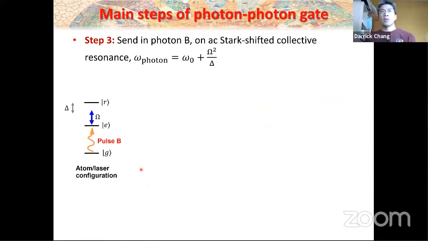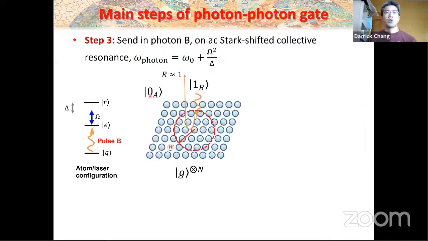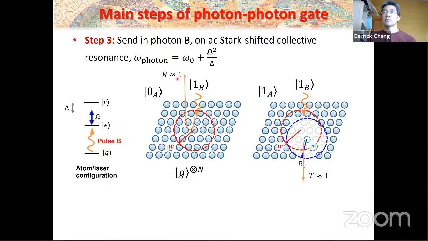So the third step is then I'll send in the photon B, and this photon B will have a frequency that's compensating this AC Stark shift. Okay. So again, I have two situations. The first one is that my pulse A has 0 photons. So then all my atoms are just in the ground state. And then when I send in this photon B, it sees this kind of perfect mirror effect. So it's reflected with very high probability.